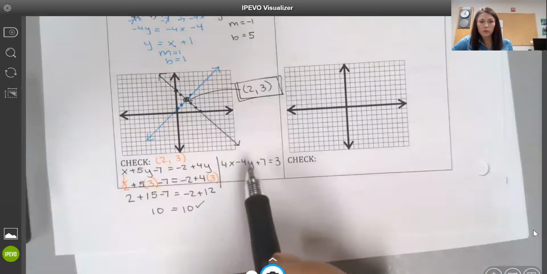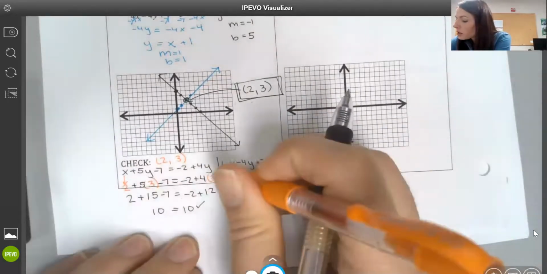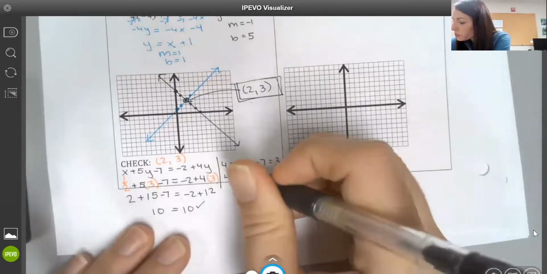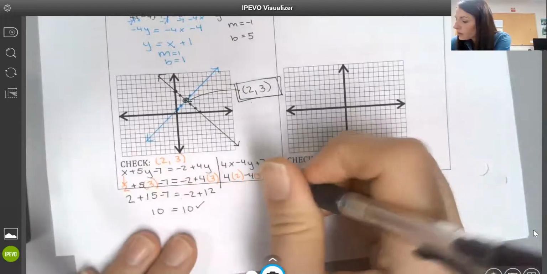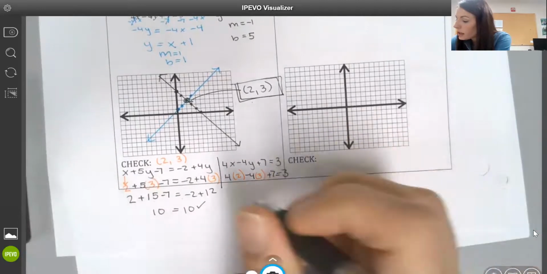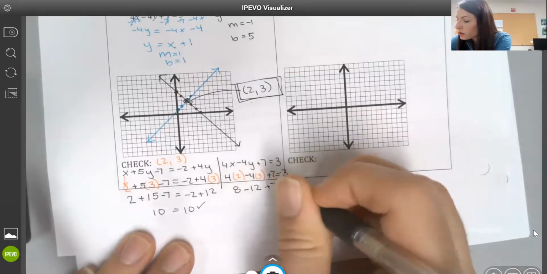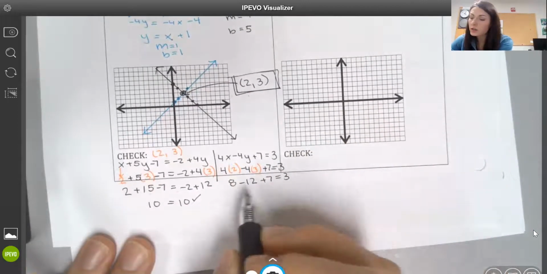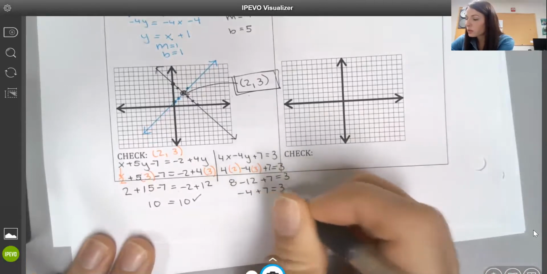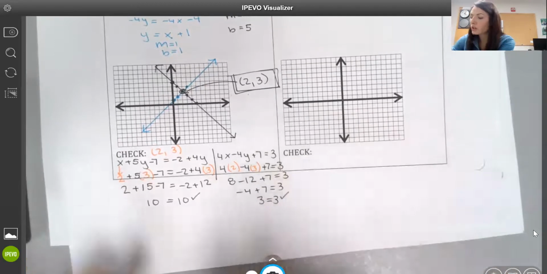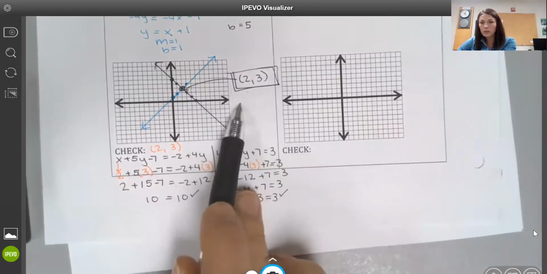It's not enough to just check one equation. I also have to check over here. So I plug in 2 for x and 3 for y. Multiplication first. And going left to right across the problem, 8 subtract 12 is negative 4, plus 7 is 3. Okay, so I've checked it and it works for both equations. I know that I have the right solution.